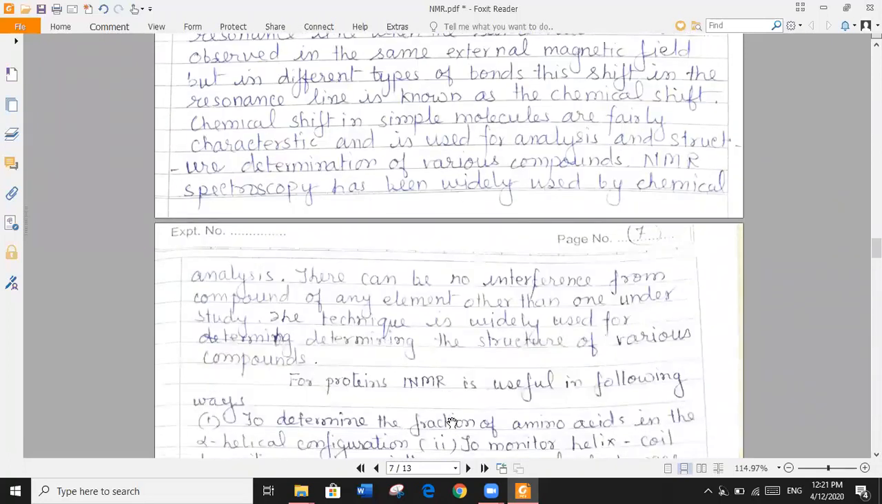NMR spectroscopy has been widely used for chemical analysis. There can be no interference from compounds of any element other than the one under study.